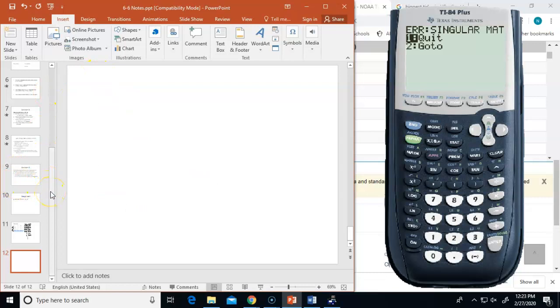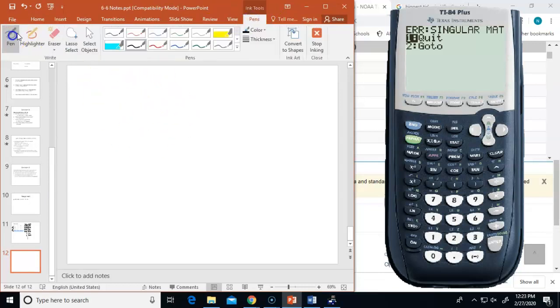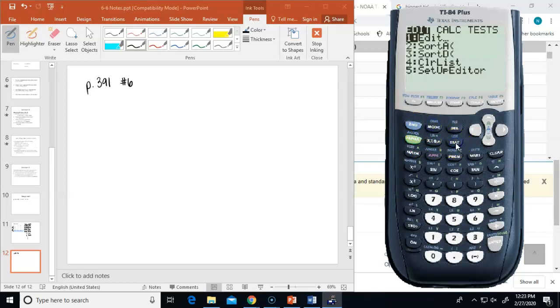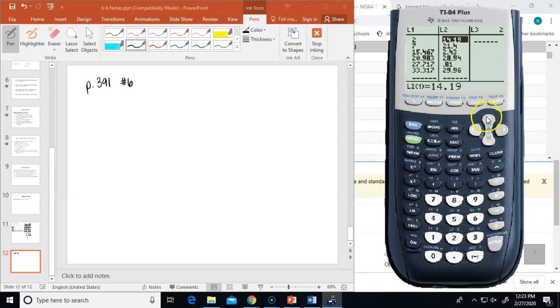Alright. Look in your book at page 391, number 6. Hopefully this one's going to work. Let's try that one. Alright, so, let's try this again. Stats, edit. To clear, you go up here, highlight the L2, hit clear, and enter. Don't hit delete or it'll go away.